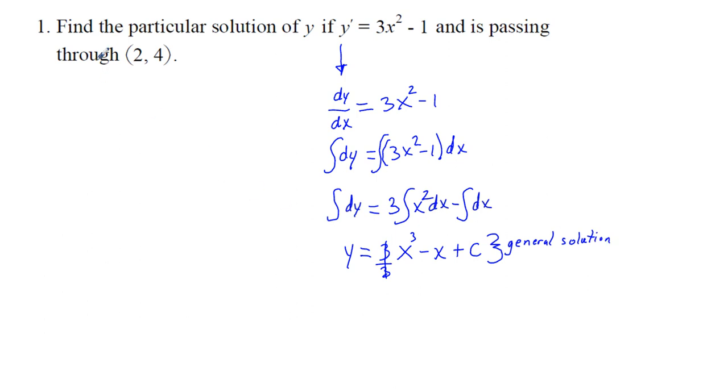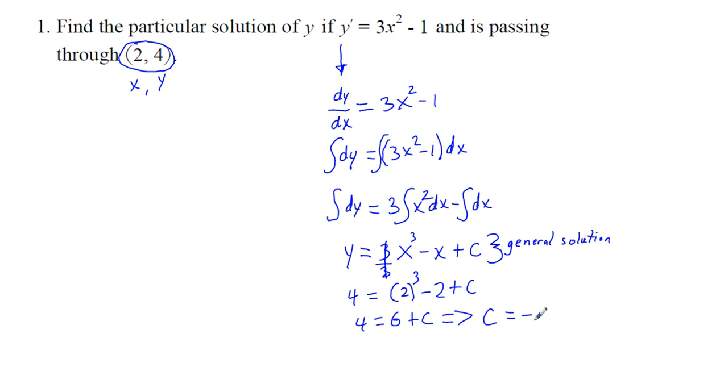So next, we're going to take this point 2 comma 4, and let's just see how this works. So in the place of y, we put a 4 here. In the place of x, we place a 2, so we have 2 cubed minus 2 plus c. And so on the left side we have 4, right side we have 8 minus 2, or 6, plus c. So coming to the right here, we will say c is equal to negative 2.